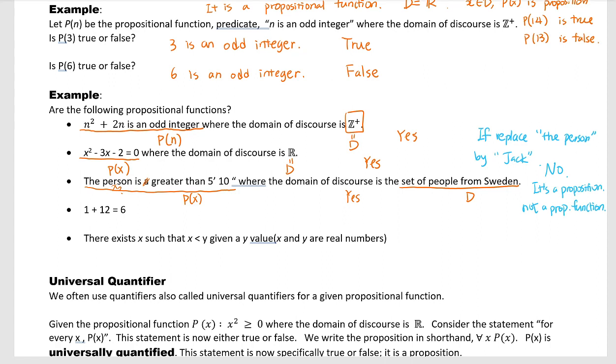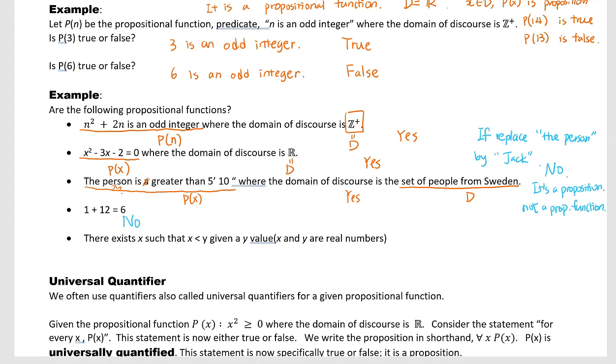Next, 1 plus 12 equals 6. Can we say this is true or false? Yeah, we can say it right away. So this is not a propositional function. It is a proposition. So no. Okay. So far so good, everybody?